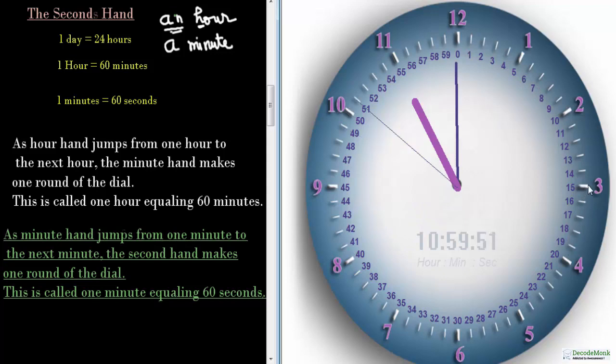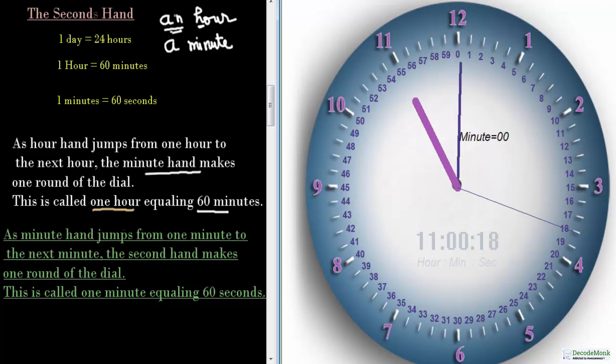As the hour hand goes from one hour to the next hour, the minute hand makes one full round of the dial, and this is called 1 hour or 60 minutes. This we have known. Now there is another hand of this particular clock, and that is called the second hand. And this is the fastest of all the three hands.